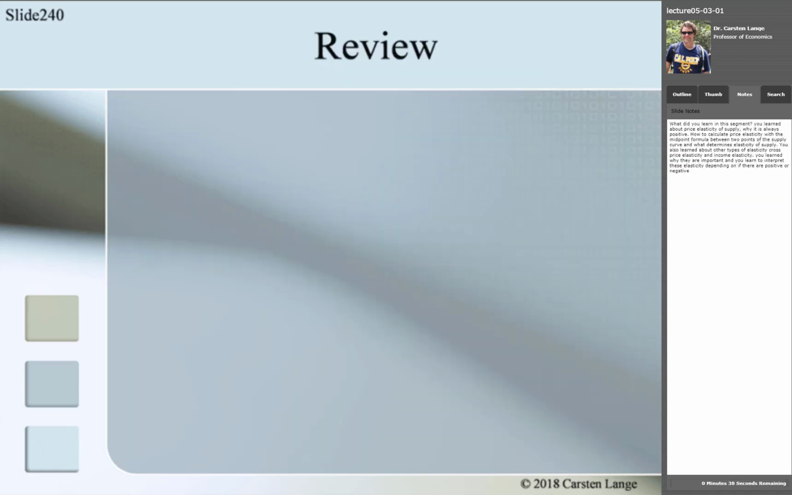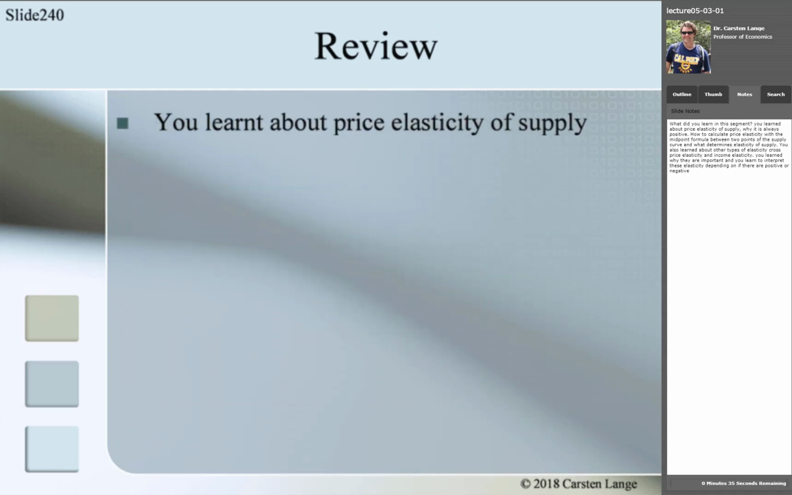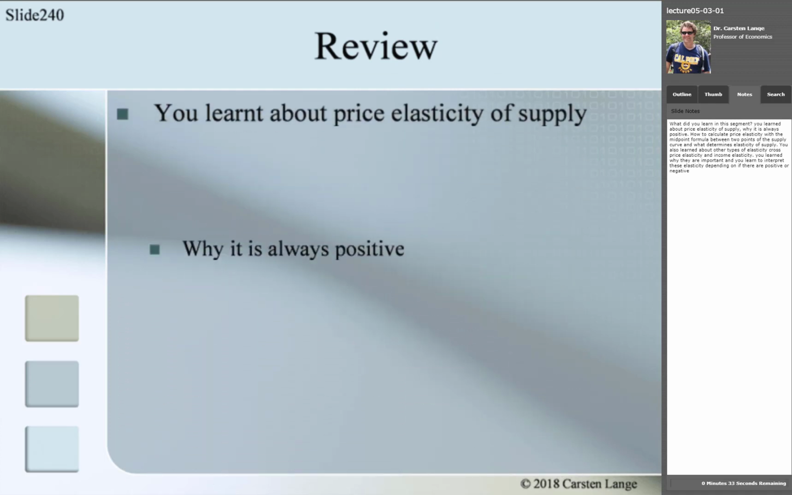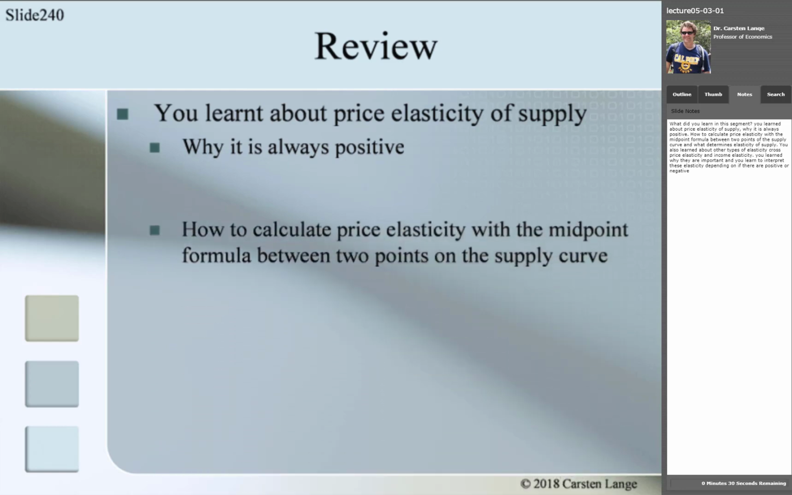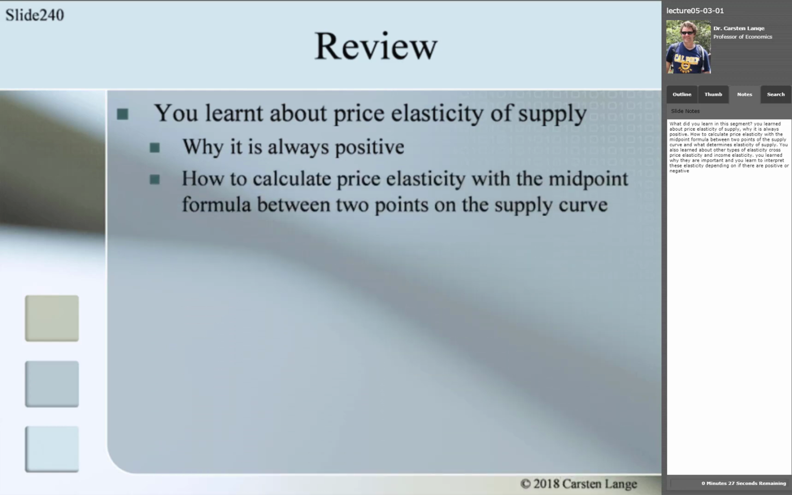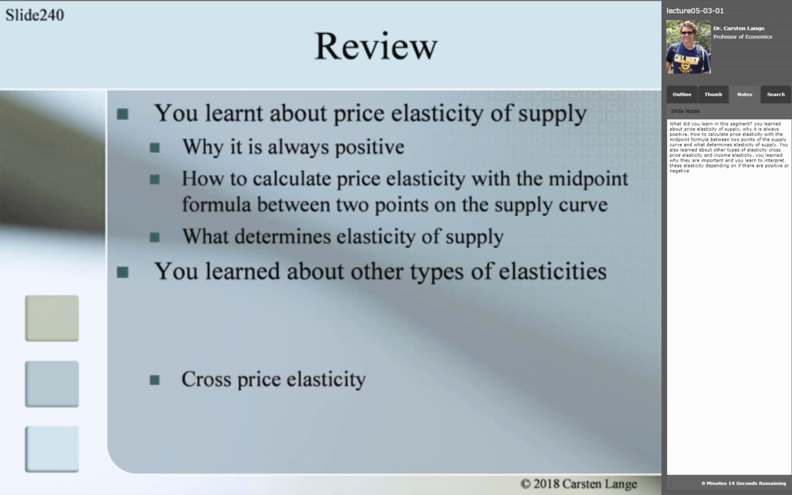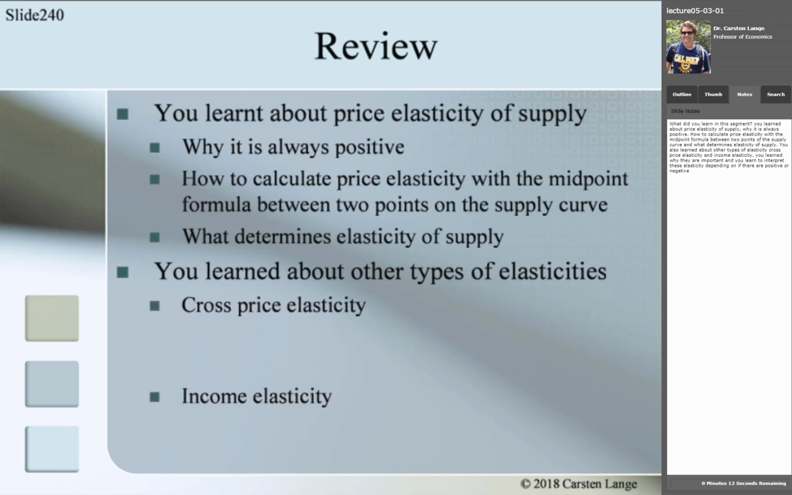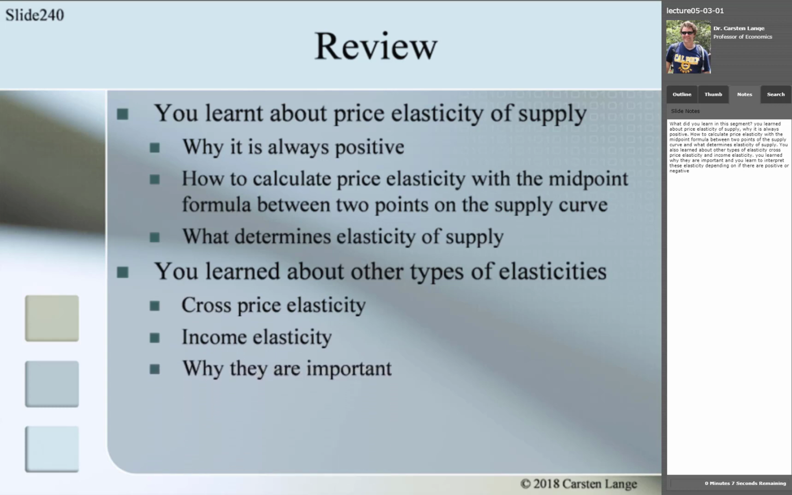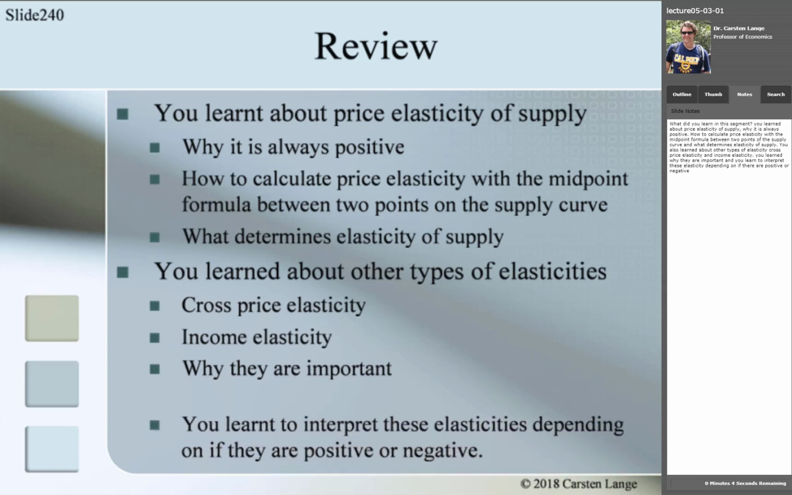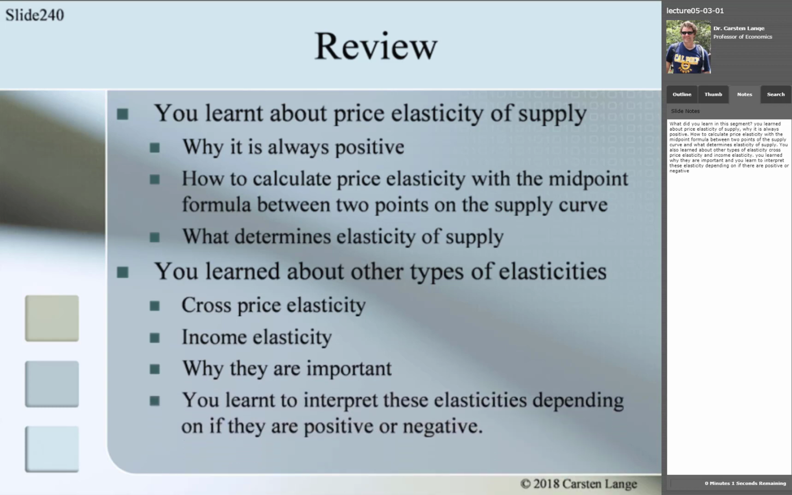What did you learn in this segment? You learned about price elasticity of supply, why it is always positive, how to calculate price elasticity with a midpoint formula between 2 points of the supply curve, and what determines elasticity of supply. You also learned about other types of elasticities, cross-price elasticity and income elasticity. You learned why they are important, and you learned to interpret these elasticities depending on if they are positive or negative.